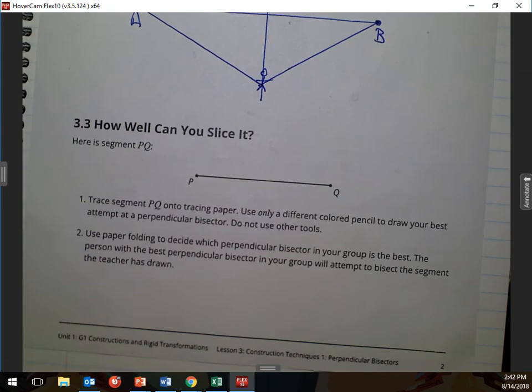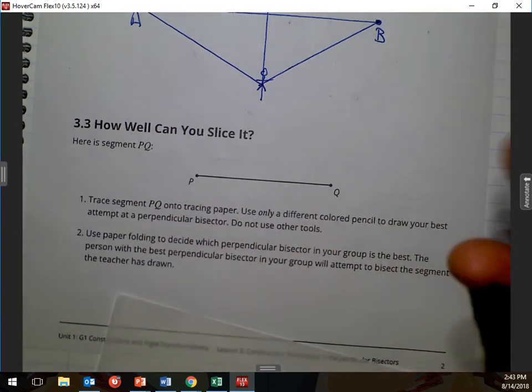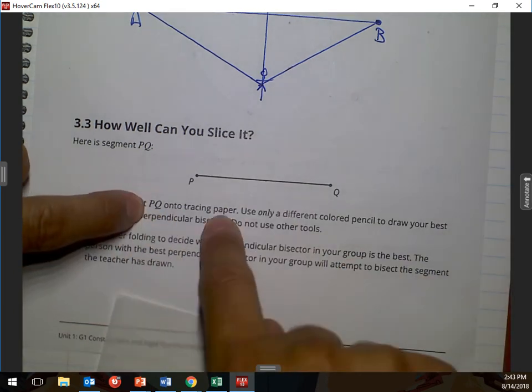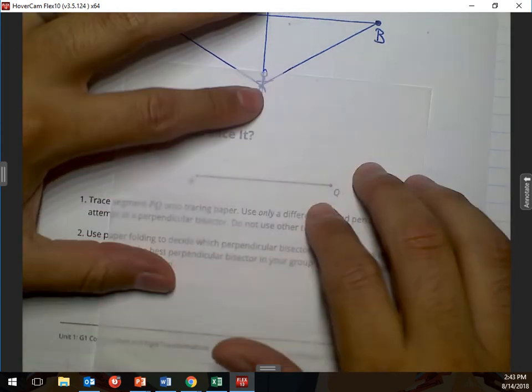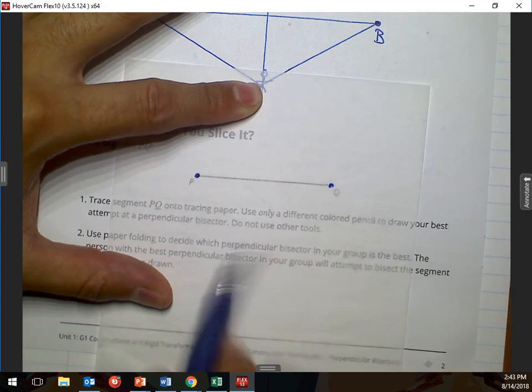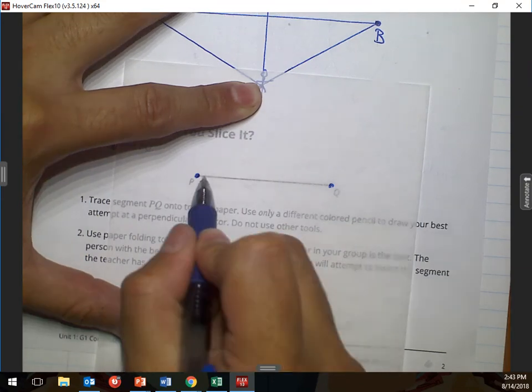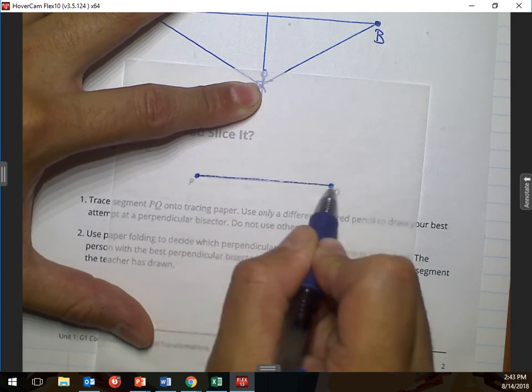Now, you guys all got patty paper, right? Now I'm going to take my patty paper. Whatever I'm drawing on patty paper, try to use the rough side, not the waxy side. One side's waxy, smoother than the other. If you use the rougher side, it's easier to write on. It says right here, trace segment PQ onto tracing paper. So I have mine. Okay, use only a different color pencil to draw your best attempt at a perpendicular bisector. Do not use any other tools. So we're tracing first.